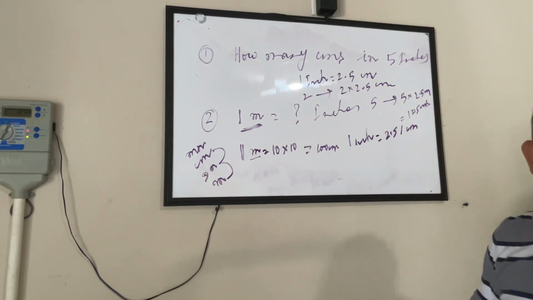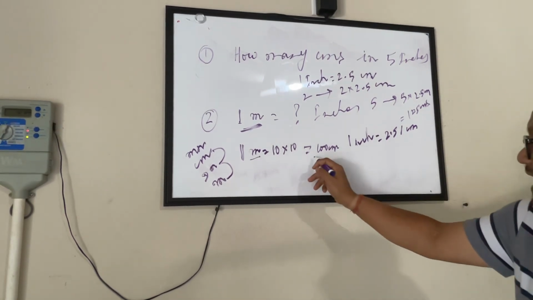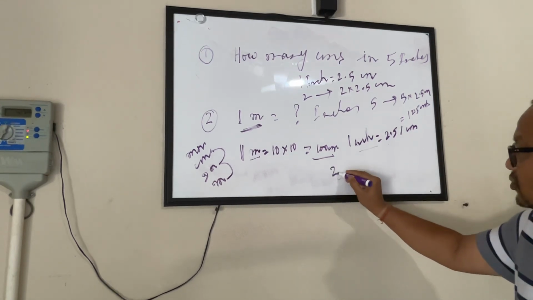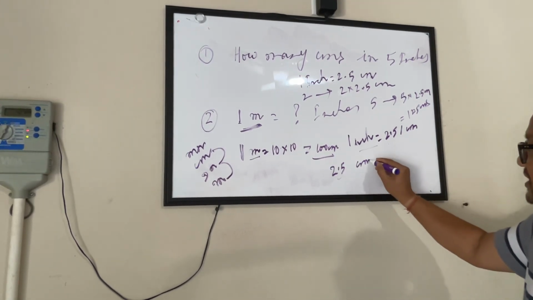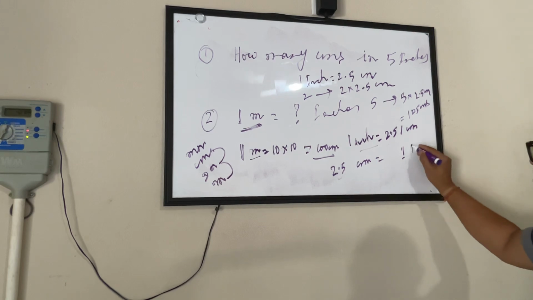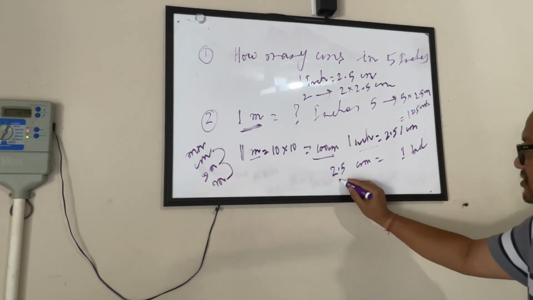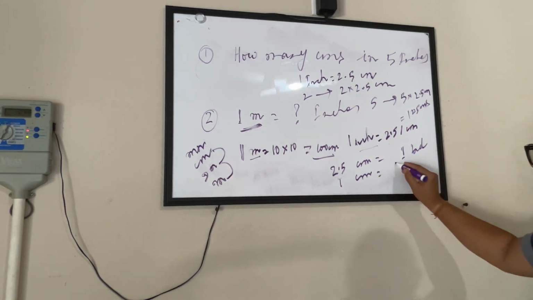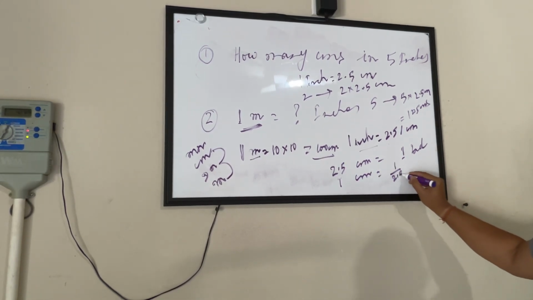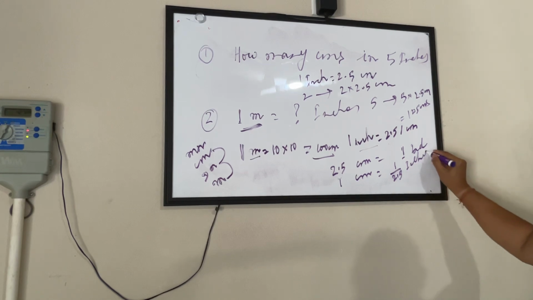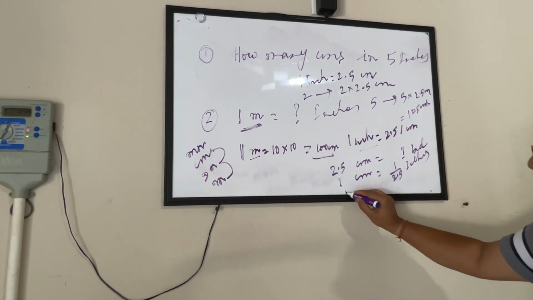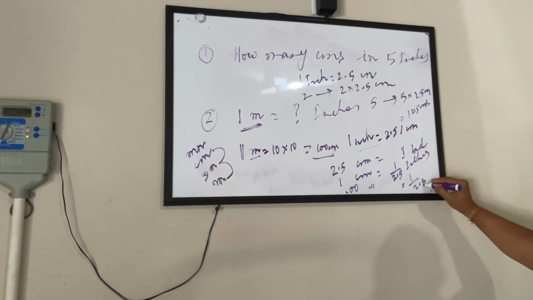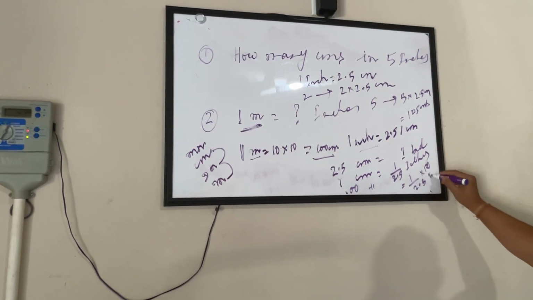So we are trying to find out 100 centimeters equals how many inches. We know that 2.5 centimeters equals 1 inch. So we have to find out 1 centimeter equals how many inches. It will be 1 by 2.5 inches. So 100 centimeters will be equal to 1 by 2.5 into 100 inches.